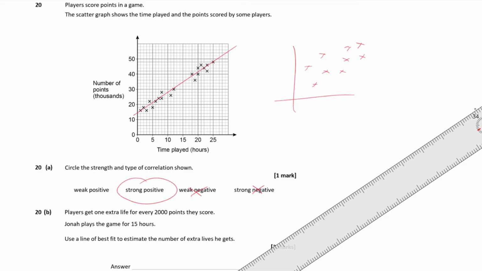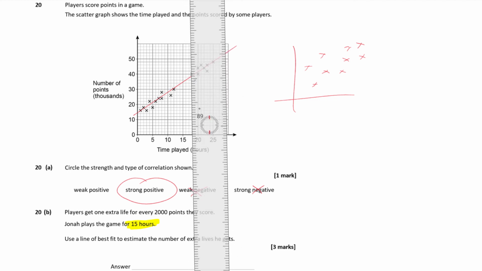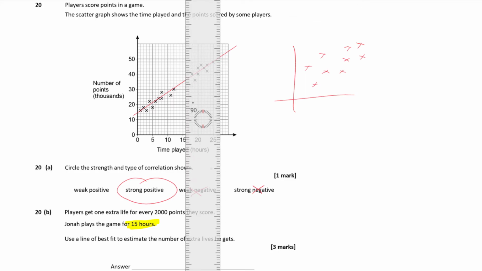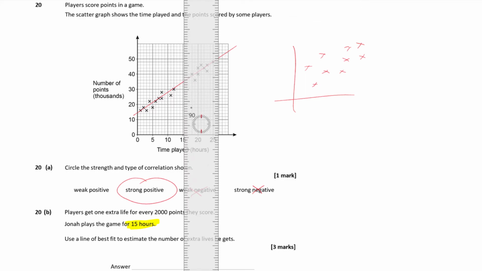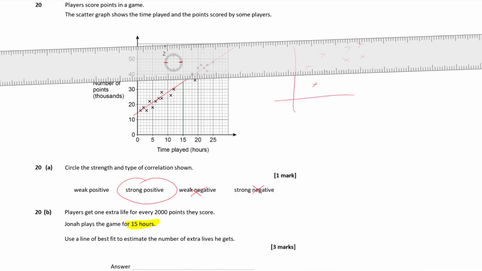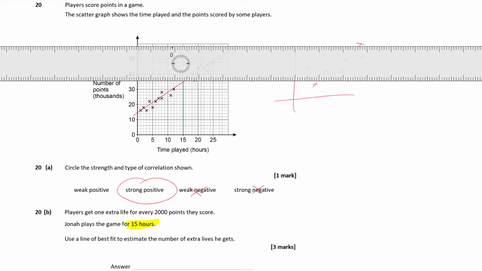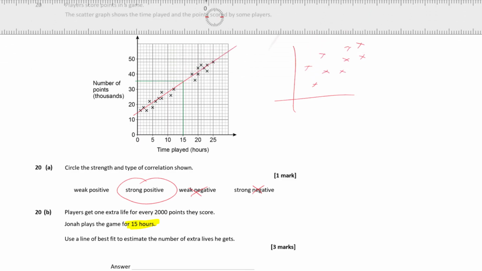Now it says that Jonah plays the game for 15 hours. So we're going to look up from 15 and across, and then we're going to work out the number of points he gets, or should get, for playing at that amount of time from our line of best fit. Okay, so can you see if I read up from 15, I hit the graph about there, and then I'm going to change direction, and I'm going to draw across to the other axes like that from 15, and I'm going to have to estimate what that value is there at the axes.